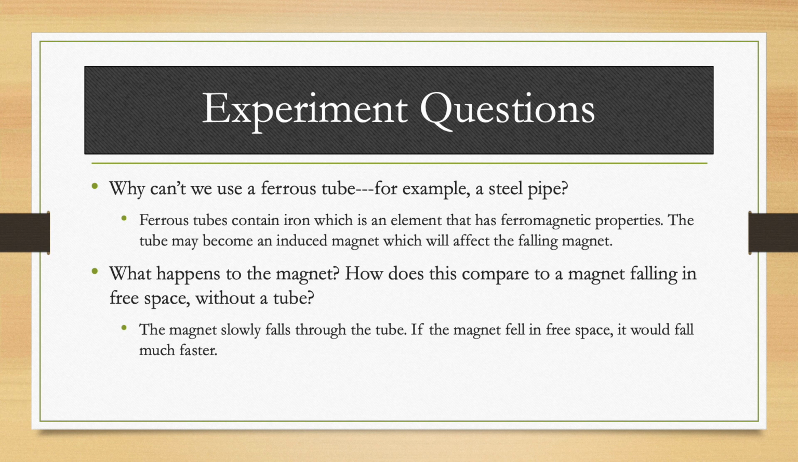What happens to the magnet? How does this compare to a falling magnet in free space without a tube? The magnet slowly falls through the tube in the experiment. If the magnet fell in free space, it would fall much faster.